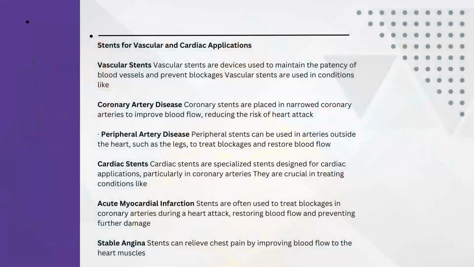Now, we discuss stents for vascular and cardiac applications. Vascular stents. Vascular stents are devices used to maintain the patency of blood vessels and prevent blockages. Vascular stents are used in conditions like coronary artery disease. Coronary stents are placed in narrow coronary arteries to improve blood flow, reducing the risk of heart attack.